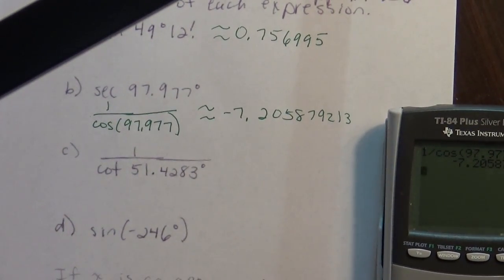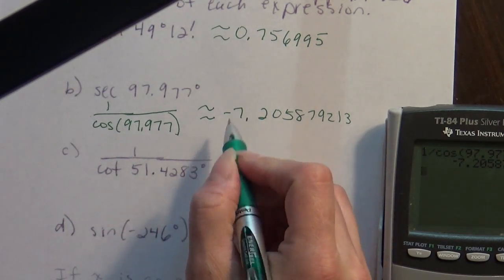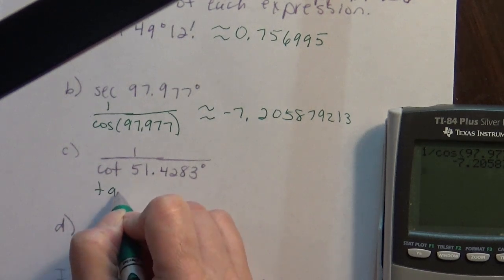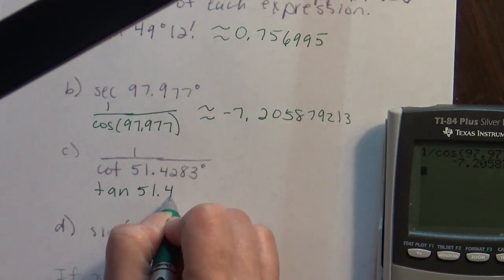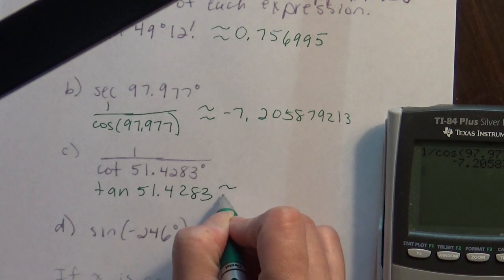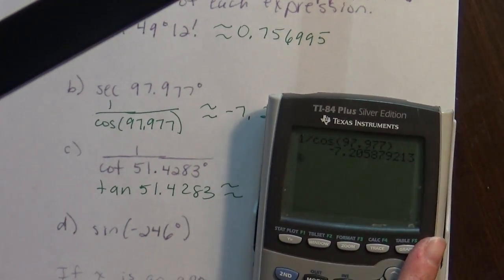Part C, we're asked to calculate 1 over cotangent of 51.4283. Cotangent is a reciprocal function. It does not appear on your calculator because all you have to do is remember the original function that it comes from. This is based on tangent. 1 over cotangent is the same thing as tangent. So we're going to find tan of 51.4283, and type that into our calculator.